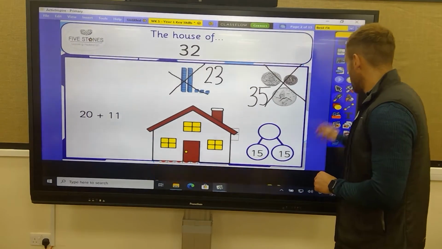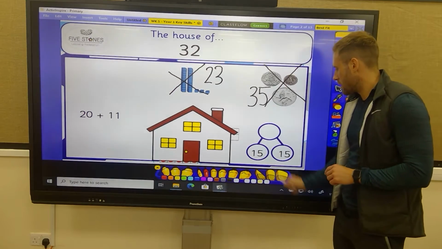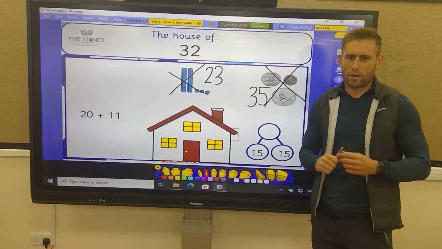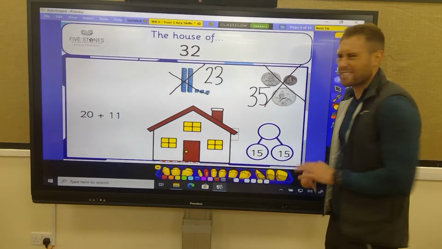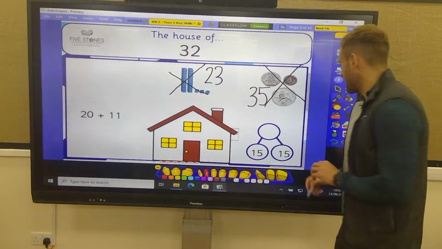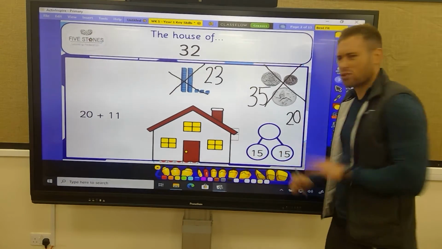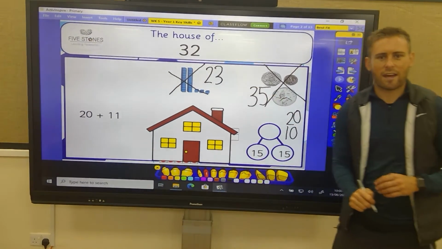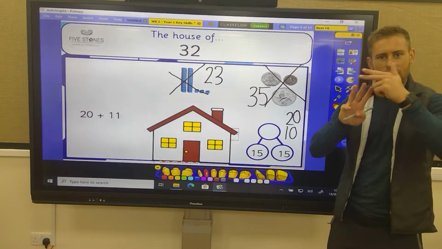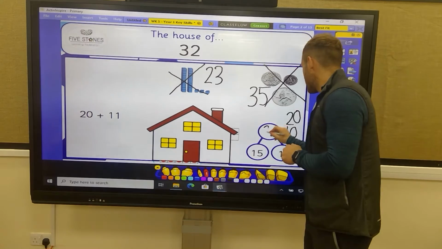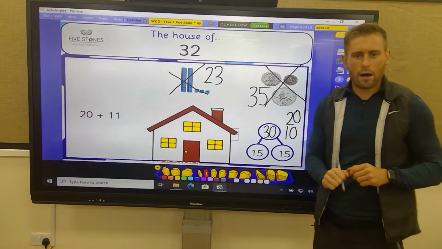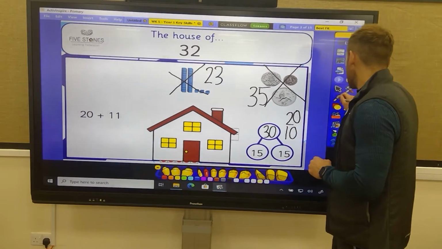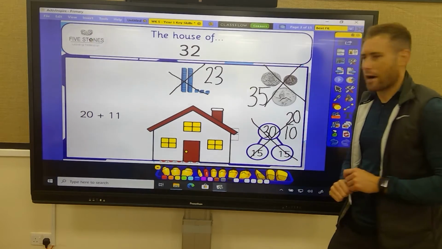Right, great. What have we got here in our part whole model? 15 and 15. Does anybody know what double 15 is? Be really impressed if you do. First of all, let's do double 10. What's double 10? 10 and 10 is? Yes, double 10 is 20. What's double 5? Oh, you're super good at that. Yes, it's 10. So what's 20 and 10 all together? 20, 10 more, 10, 20, 30. So we have the whole of 30. Does that mean our part whole model can go into our house of 32? No, it can't. There isn't enough. So we can't have that in our house of 32.